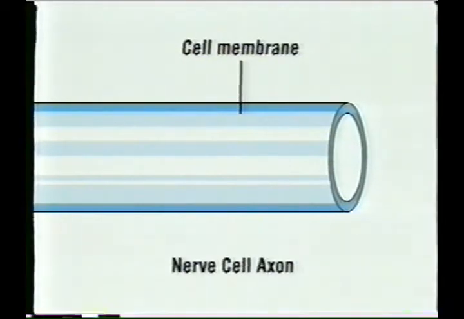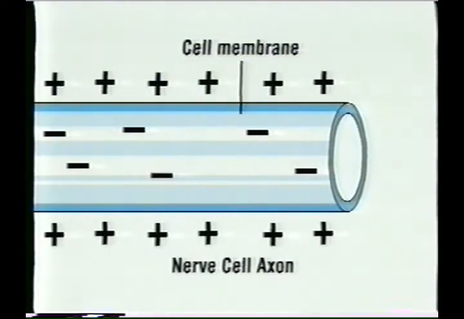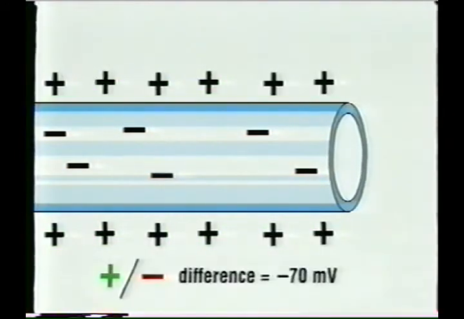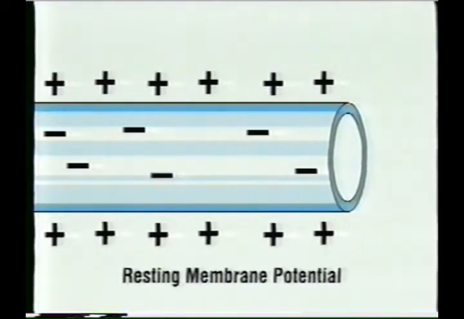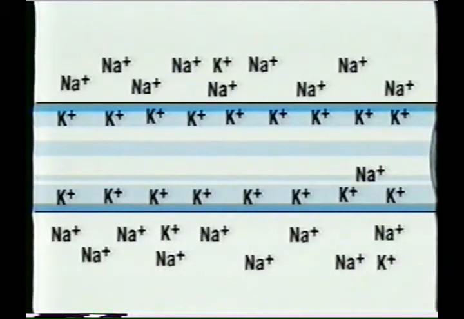At rest, the cell membrane of an axon is electrically charged so that the inside is negatively charged with respect to the outside. The electrical charge difference between the inside and outside of the cell is approximately minus 70 millivolts and is called the resting membrane potential. The resting membrane potential is maintained by a specific distribution of ions inside and outside of the cell.